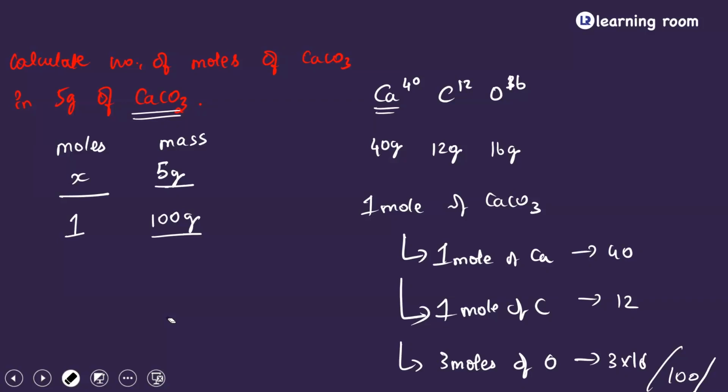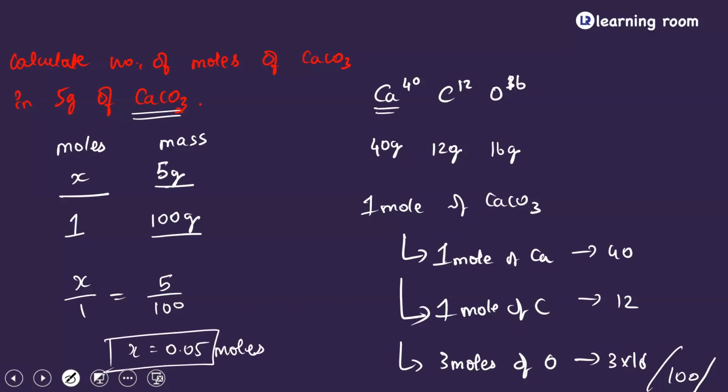Appo direct proportion na, how can you do this? You can write this as x by 1 is equal to 5 by 100. So x is equal to 0.05 moles. What is x? 0.05 moles. Did you understand?